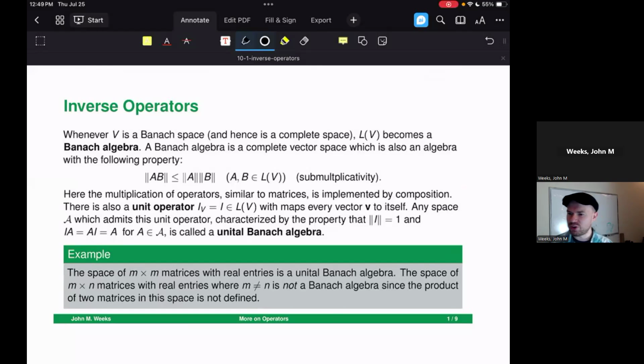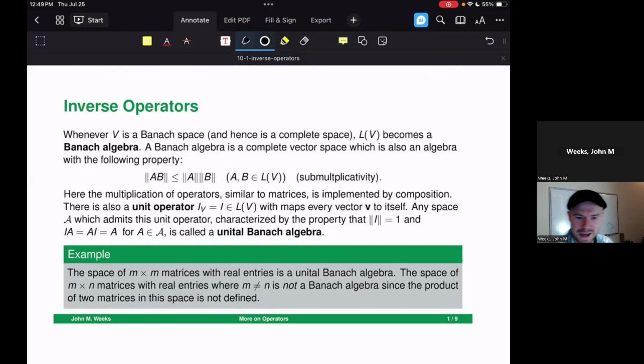We talked a little bit about algebras for functions back in week 7 when we were working on the Stone-Weierstrass theorem. And remember that the important thing about an algebra is not only is it closed under vector addition and scalar multiplication, but it also has vector multiplication defined on it. And in this case, our vectors are these operators.